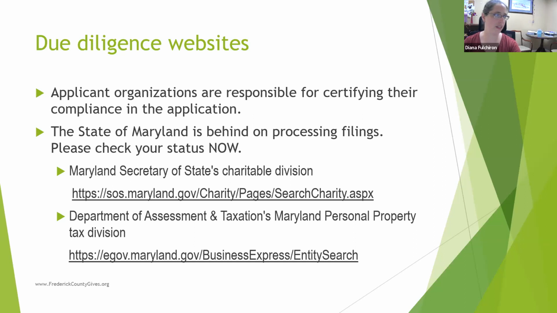So that one is the charitable division with the Secretary of State. And these will take you directly to the databases that we search for your compliance.